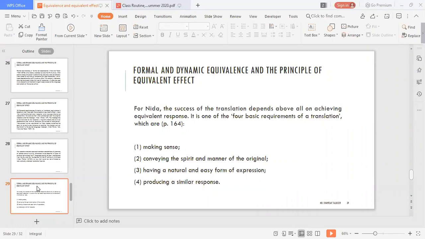too insipid. We must take care of formal equivalence. But at the same time, we cannot also surrender, or ignore the importance of formal equivalence. So that's the spirit and manner of the original.